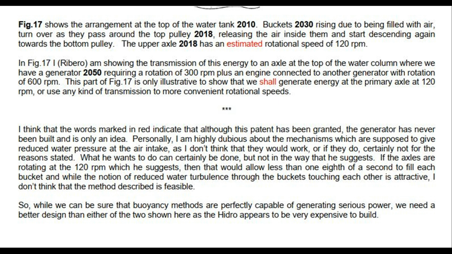In Fig 17 I, Ribeiro, am showing the transmission of this energy to an axle at the top of the water column where we have a generator 2050 requiring a rotation of 300 rpm plus an engine connected to another generator with rotation of 600 rpm. This part of Fig 17 is only illustrative to show that we shall generate energy at the primary axle at 120 rpm, or use any kind of transmission to more convenient rotational speeds.